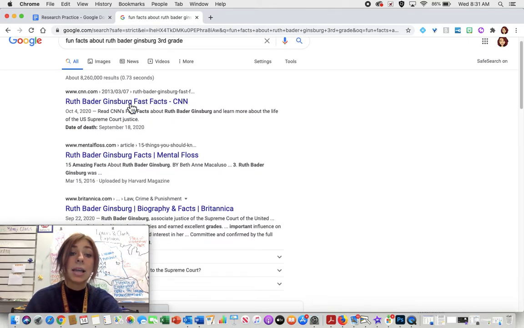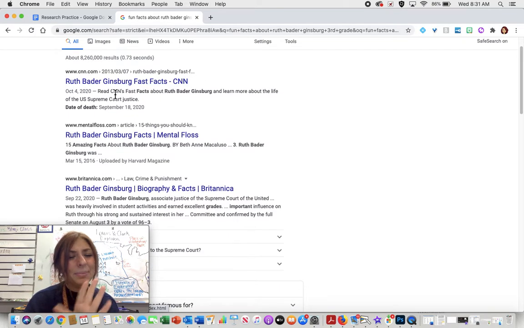And so you can see that I am given some information. So I'm given CNN, which I know is a news source. I'm also going to see right here, though, that it was written in 2013, so I know it's not the most current article. So I'm going to keep it right there. Maybe not use it. We'll see.